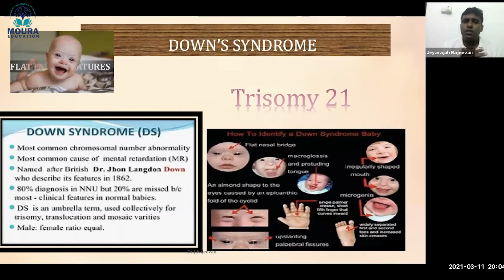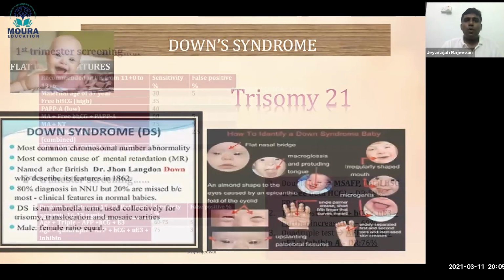Actually the features of Down syndrome, I'm not going to explain, like flat nasal bridge, macroglossia and protruding tongue and things like that, because you studied them in physiology. So our aim as obstetricians, as obstetric students, is that you should know how to screen and how to diagnose Down syndrome when the baby is inside the uterus. How are we going to diagnose it? How are we going to screen it? Okay, so that is our aim as an obstetric student.